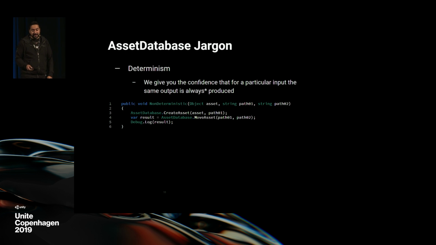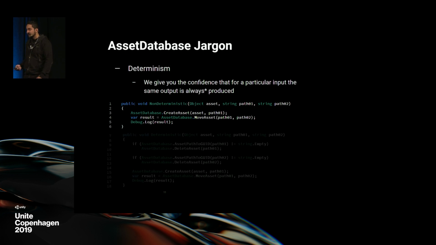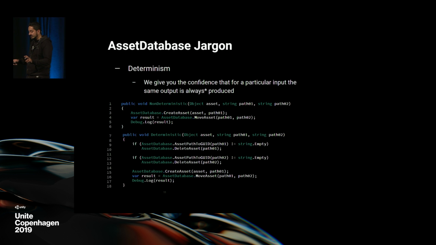So that's when we have a different result from calling the same function with the same input twice in a row. One way to fix the determinism of this is to make sure that our target destinations don't exist. Let's make sure we create the assets, and we can then move what we want to where we want it to move. And when we give it the same input, we'll have the same output time and time again.